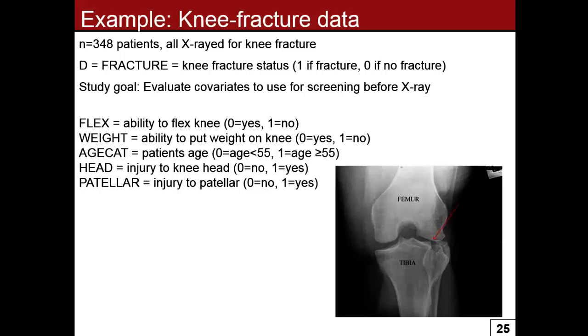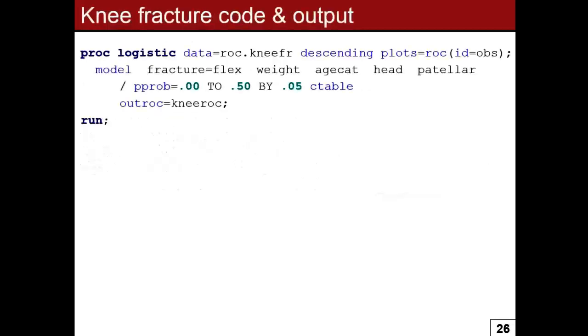You want to make a prediction, but behind the scenes someone far away, maybe with a hot air balloon-based X-ray machine, knows whether there's a true fracture or not. We're assessing whether, based on the physical observations, we can predict fracture status in the absence of imaging. So you might fit a model that looks like this. You say proc logistic, fit a model, fracture yes/no equals some covariates, and here are the physical observations on the data.